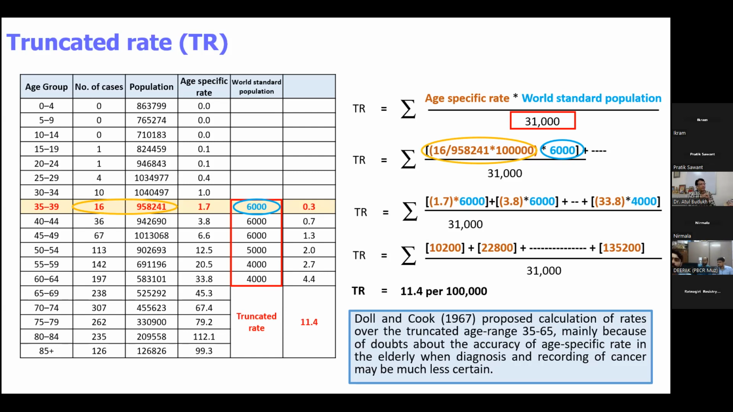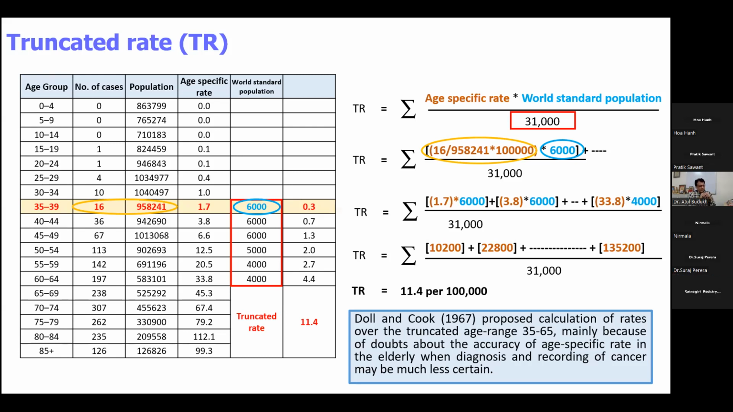So Vietnam team and Indonesia team, it is clear? Yes. Truncated rate concept is clear for you? Sri Lanka team?